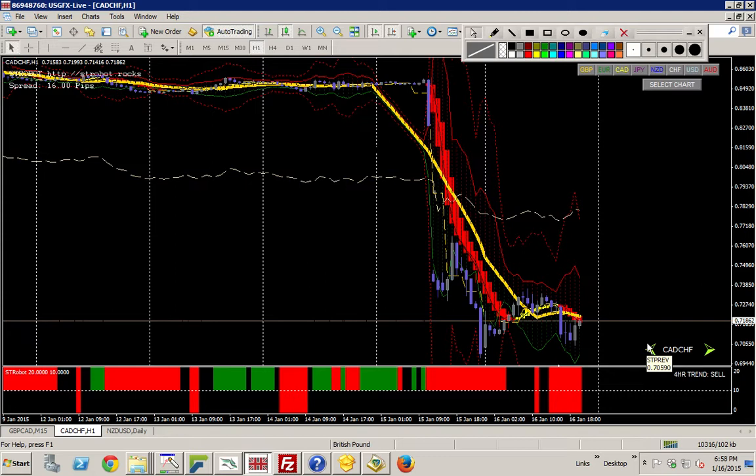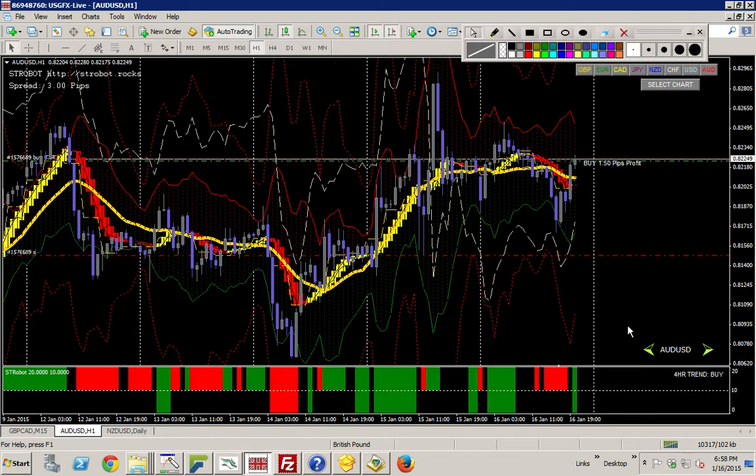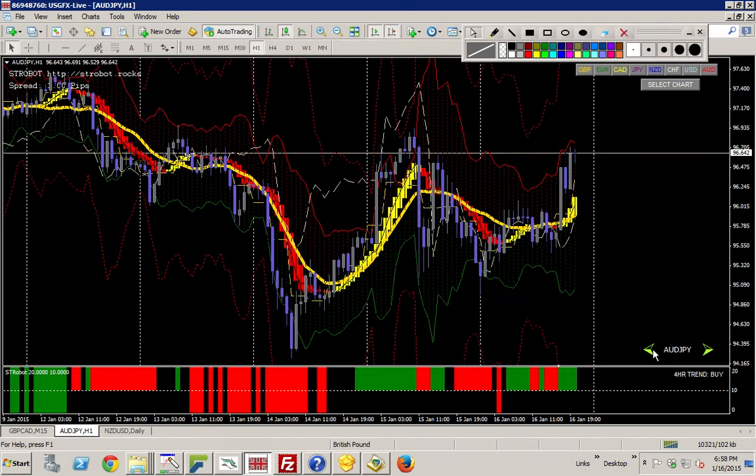This is the Swiss franc. You see the huge gap in it. STRobot was actually in selling the Swiss franc when it happened. There's another trade going on here. Again, it's pretty flat because it's Friday night. STRobot, when we're in a flat market, something like this.